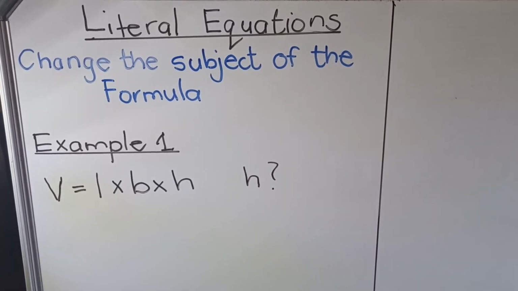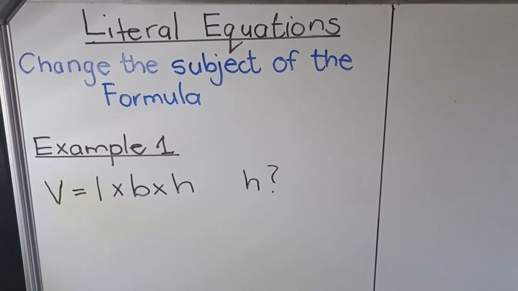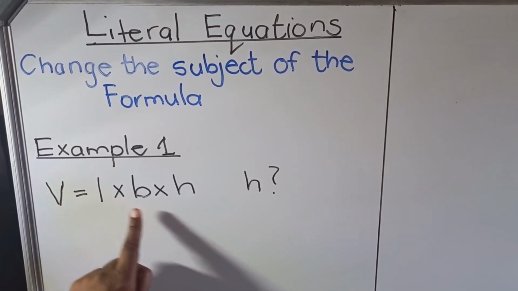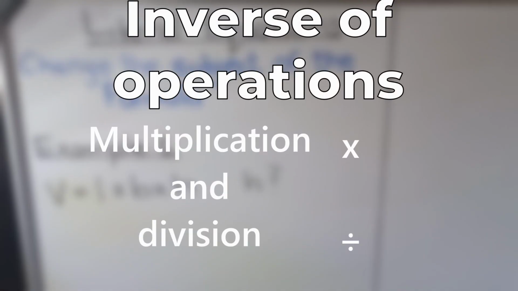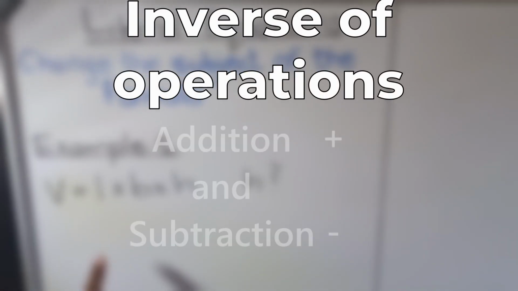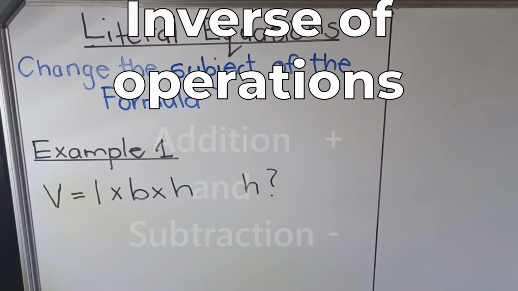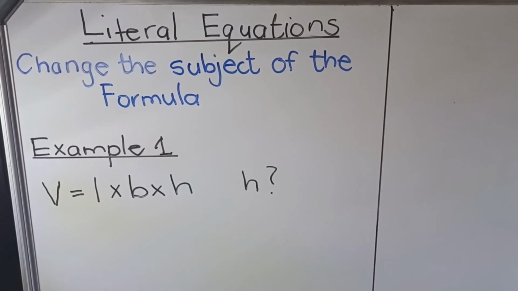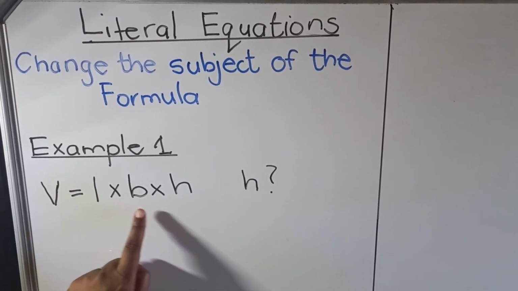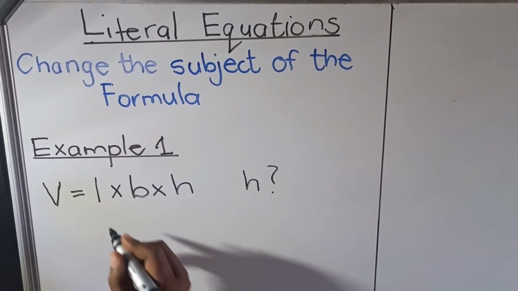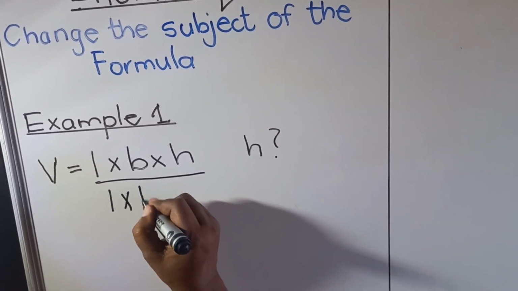So what you do, you look at the operational sign that is there. When it's multiplication, you do the inverse of multiplication. When it's addition, the inverse of addition. When it's subtraction, the inverse of subtraction. So the inverse of multiplication is division. So you're going to divide by length and breadth.